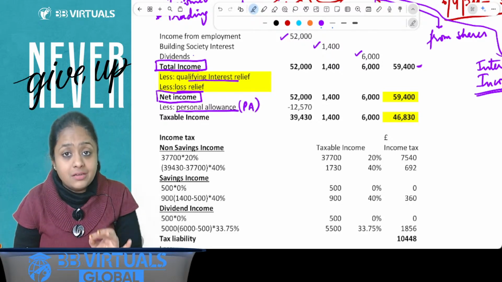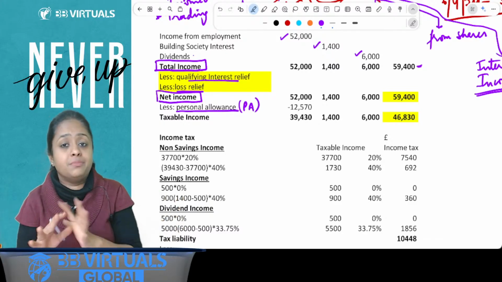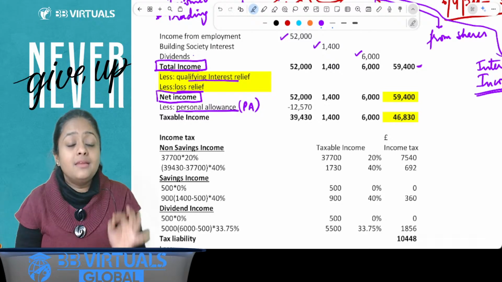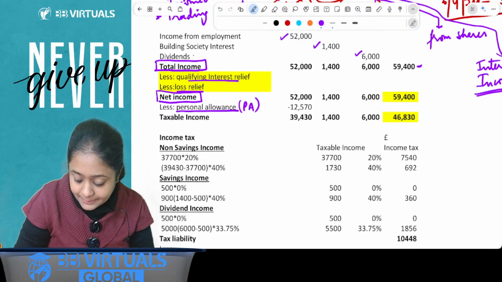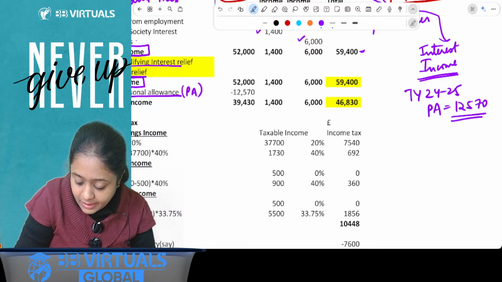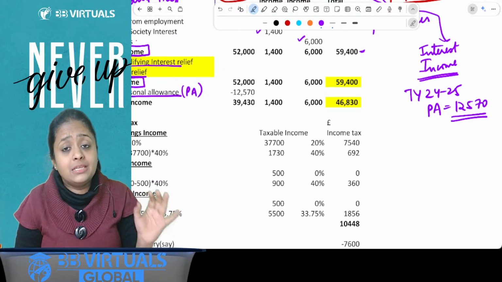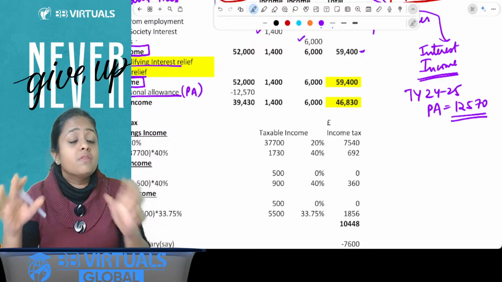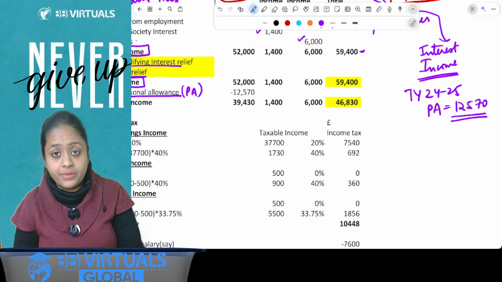And every year, the PA limits are decided by the Finance Act. Sometimes it is increased, sometimes it is constant. The PA limit for 24-25 is 12,570. So for tax year 24-25, personal allowance is 12,570. This will be given to you in the tax rates and allowances chart, that is a part of your help box. So even if you forget, this is going to be with you in the exam. Don't worry. Okay.